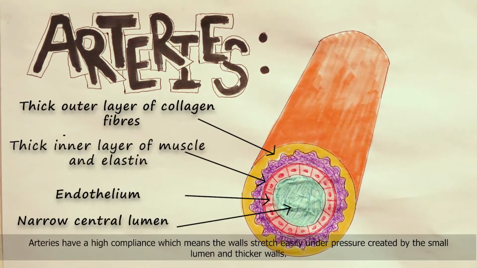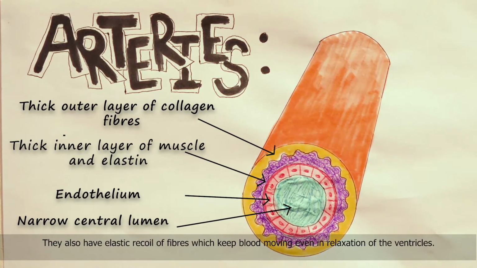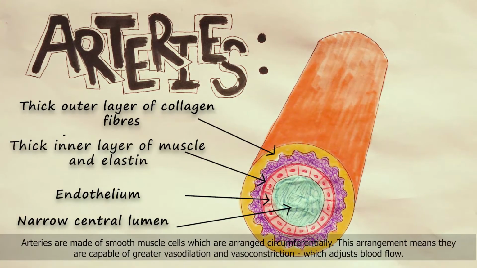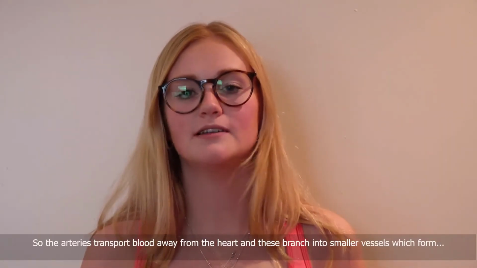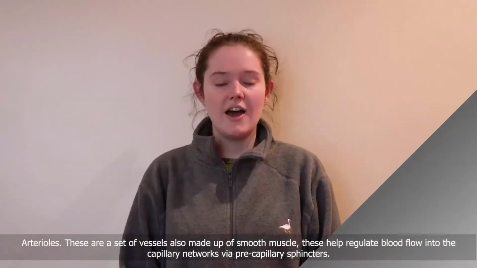Arteries have a high compliance, which means the walls stretch easily under pressure created by the small lumen and thicker walls. They also have elastic recoil of fibres, which keep blood moving even in relaxation of the ventricles. Arteries are made of smooth muscle cells, which are arranged circumferentially. This arrangement means they are capable of greater vasodilation and vasoconstriction, which adjusts blood flow. So the arteries transport blood away from the heart, and these branch into smaller vessels which form arterioles.